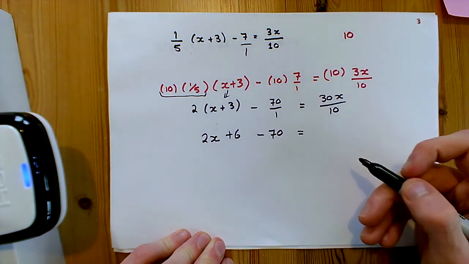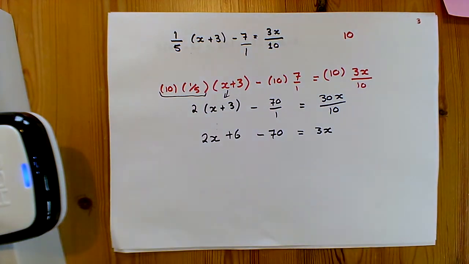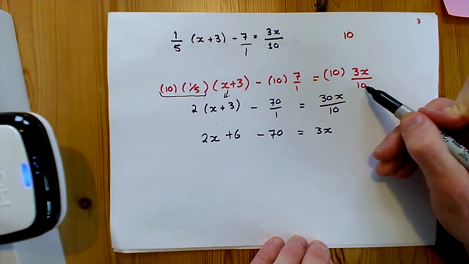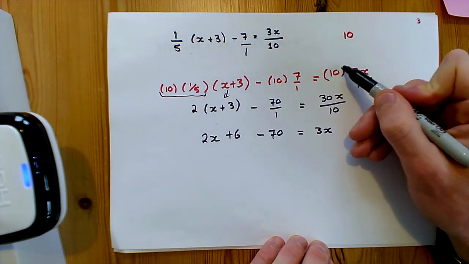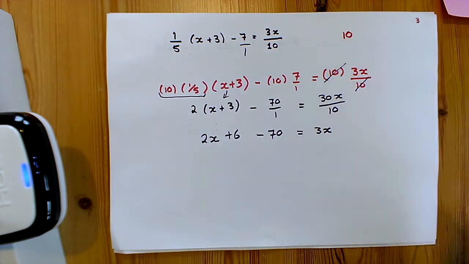Well, 10 goes into 30x 3x times. Another way we could have considered that was, we have a division by 10 and a multiplication by 10, and as we discussed earlier, they are opposites, so they would cancel. It would leave us with our 3x anyway. So that's another way to consider that particular part.